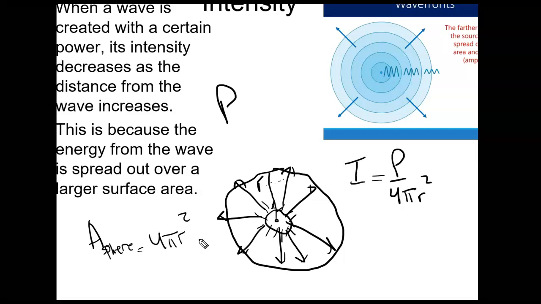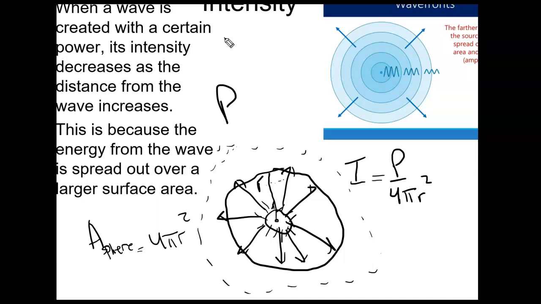Okay, and so as I get farther from the light bulb, let's say my sphere is all the way out here with a bigger radius, the amount of energy going through my bigger sphere is the same amount of energy, except that now that energy is being spread out over a wider surface area. And so the intensity is going to decrease as I get farther and farther away from the wave source. And if it's a spherical wave, it's going to decrease inversely with the distance squared.